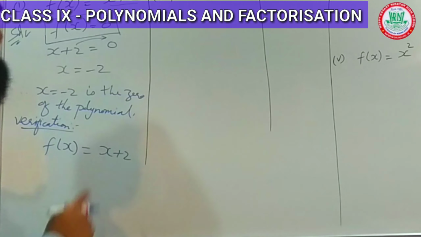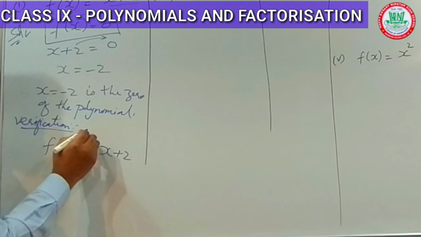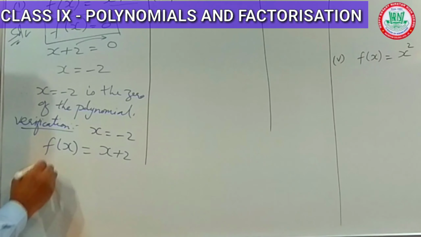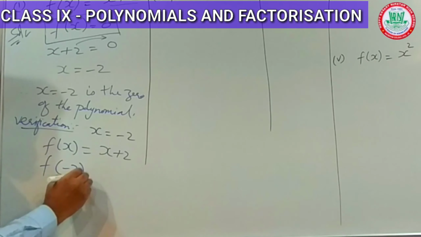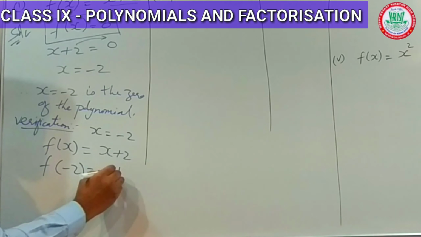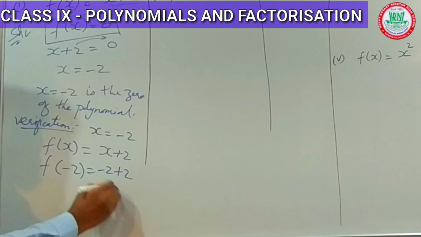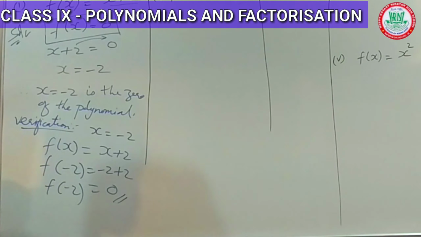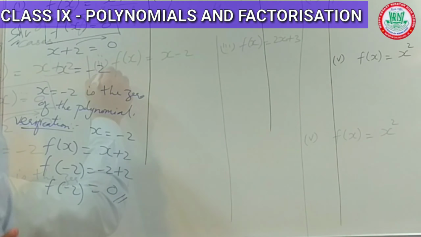What is the case? x plus 2. Now we found the x value as minus 2, and we have to put it here. f of minus 2 is equal to, x value is minus 2, plus 2. Here minus 2 plus 2 becomes 0. So we are getting f of minus 2 is equal to 0. That means it is the zero of the polynomial. So in the earlier problem, what we did: if we are getting 0, then that is the zero of the polynomial. If we are not getting 0, then that is not the zero of the polynomial.